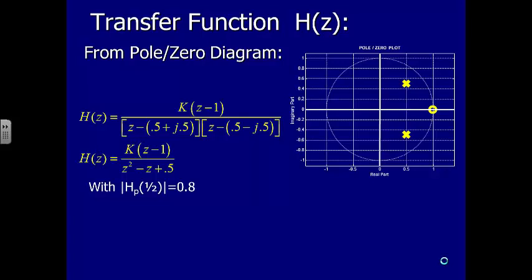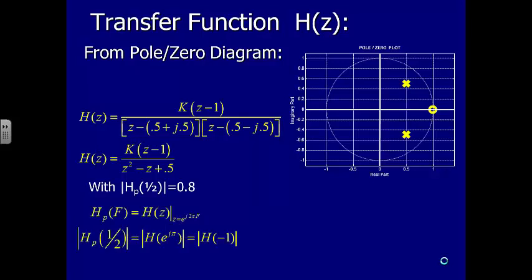and I get an angle of pi. So yeah, we're operating over here. So then that means I should be able to replace z equals -1. That's the same thing as H of f at f equals 1/2. So I can set that equal to 0.8.